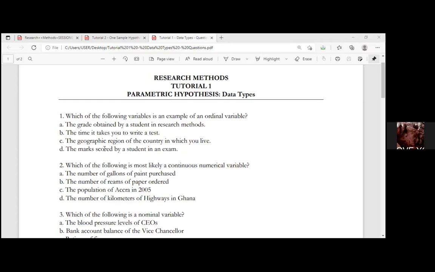So I'll read each of the possible answers. Then you raise your hand, I call you, you give me the type of data and the level of measurement. Then when we finish, we'll get to know the answer automatically. So the first says, the grade obtained by a student in research methods. What type of data is it, and the level of measurement?